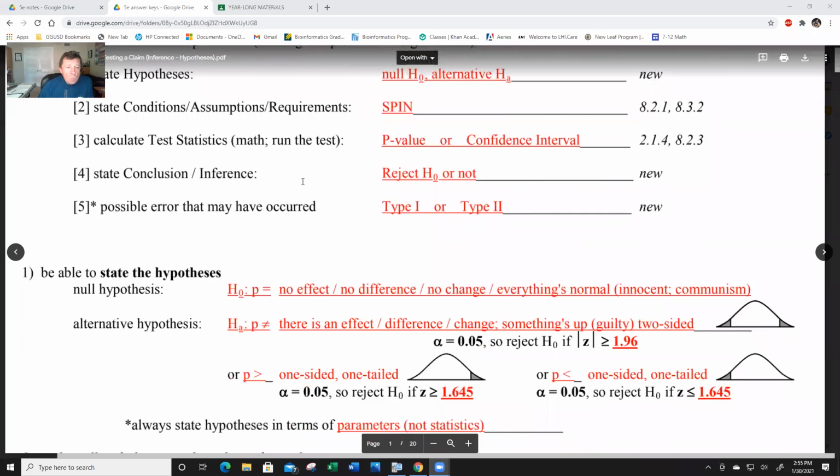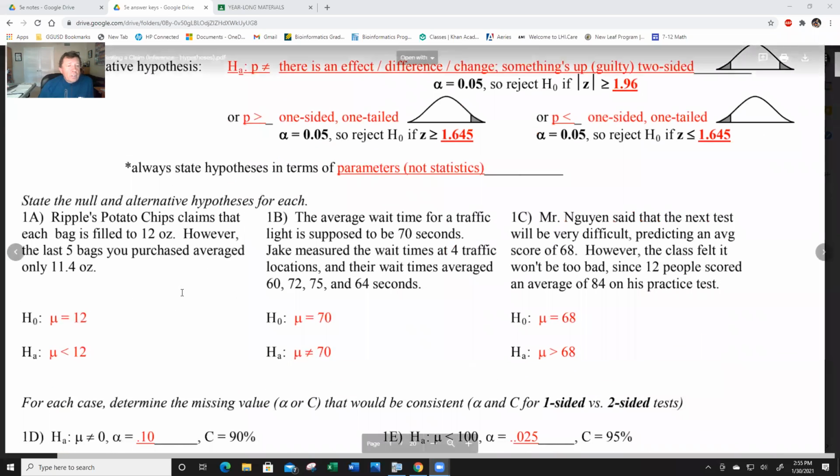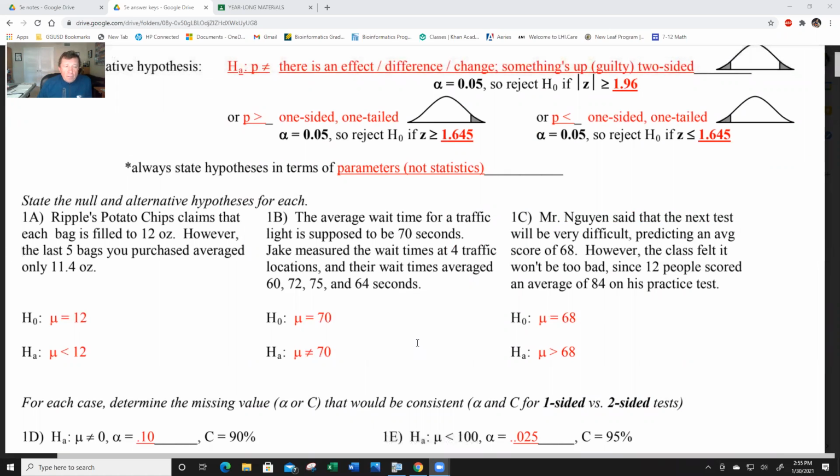Okay, here we go. Let's say there's this situation. Ripples potato chips claim that each bag is filled with 12 ounces.